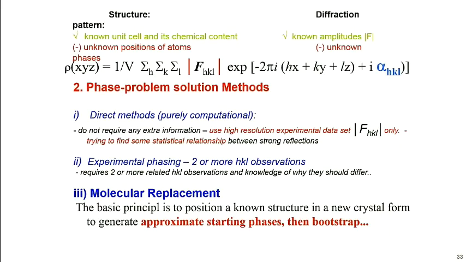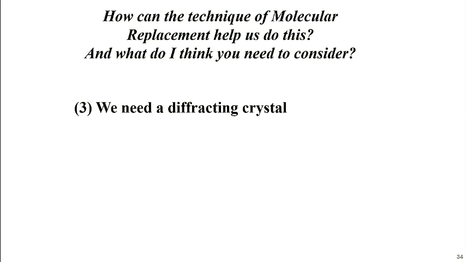We haven't got enough data to use direct methods. We're not going to discuss experimental phasing today, but we're going to discuss molecular replacement, where we position the structure, get approximate starting phases, and bootstrap. So what can we do next?